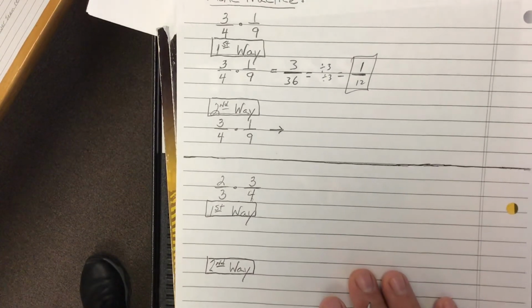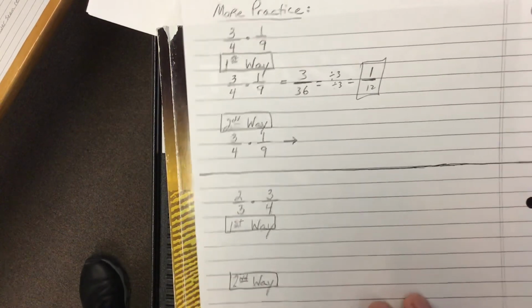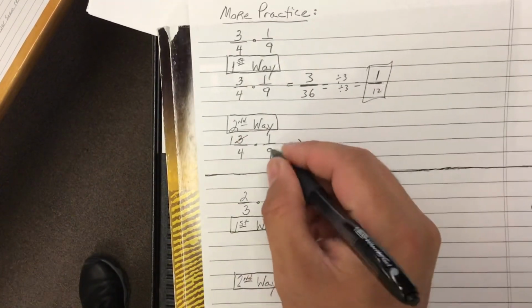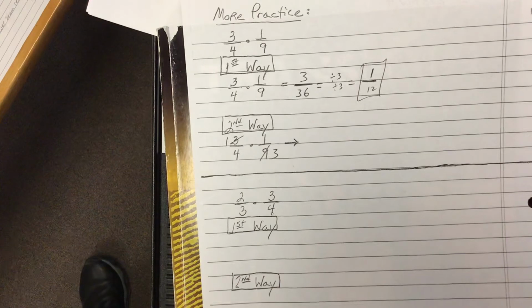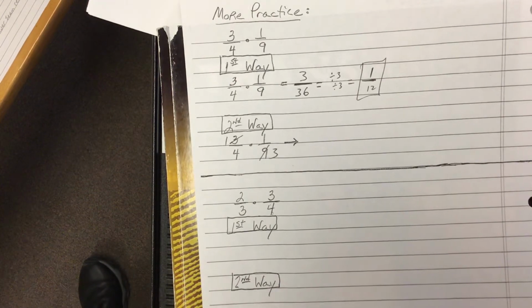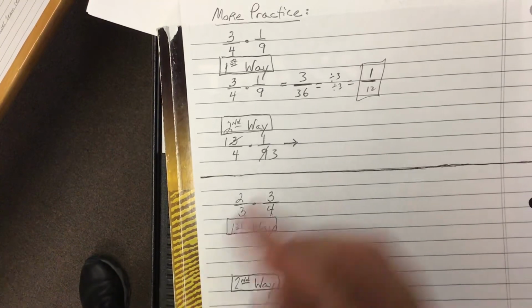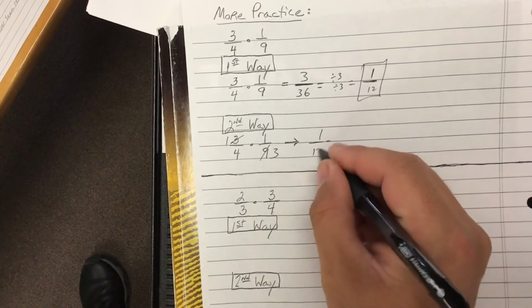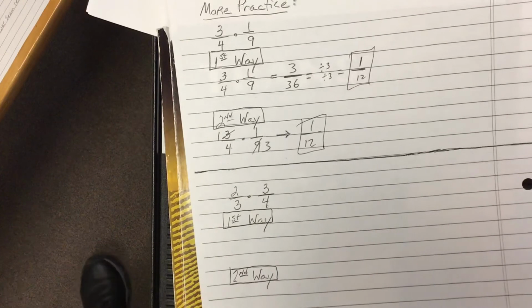Second way, now let's cross cancel. Do you see anything you can cross cancel there? 3 and 9. 1 and 3. One times 1. 1. 3 times 4, 12. Done. Can we do the next ones?